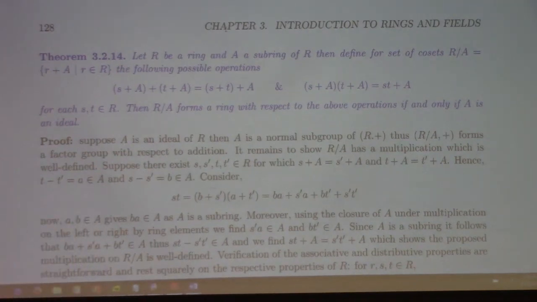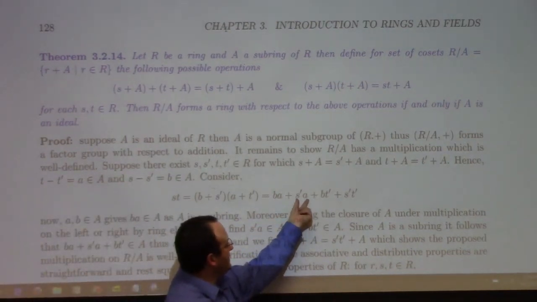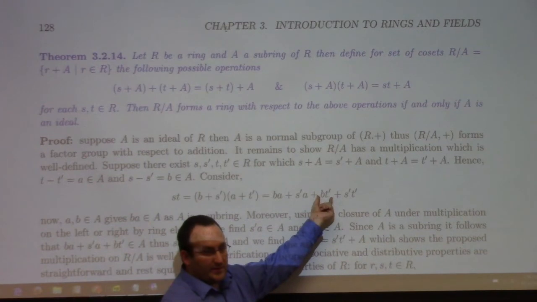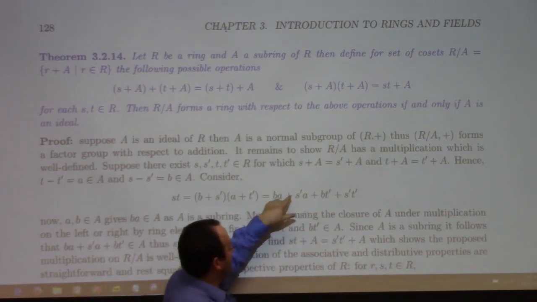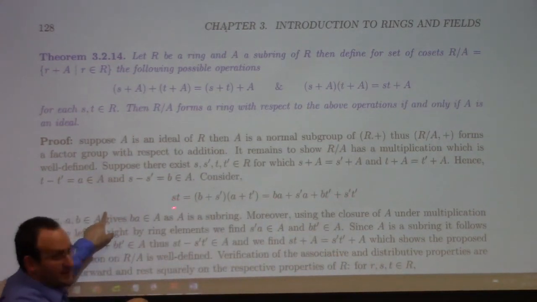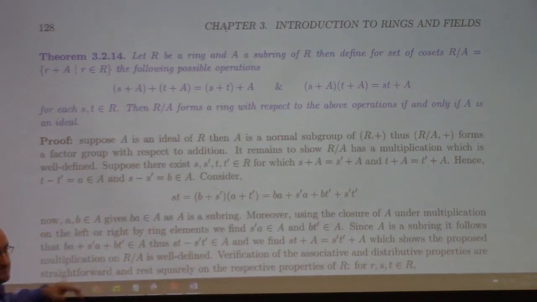But the thing is, if you look at that, remember that a is in A, and b is in A, so ab is in A again. And S prime a is in A again because A is an ideal. You see, the ideal structure, you need it on both sides because you need this to get absorbed into the ideal, and you need this to get absorbed into the ideal. You need both of those things in order that this whole thing right here is in A again, which means that S prime T prime and ST are representing the same coset, which is to say that this multiplication up here is well defined.